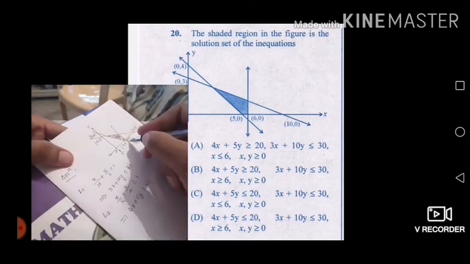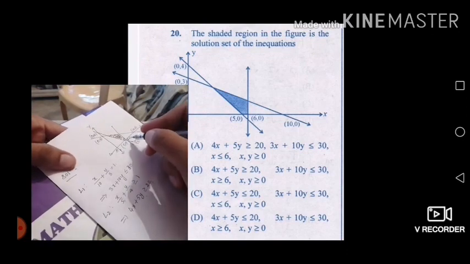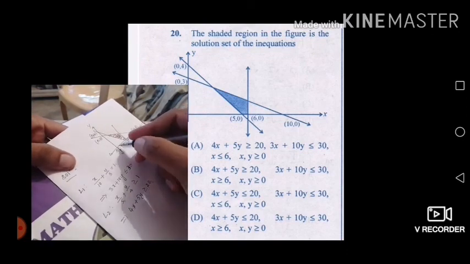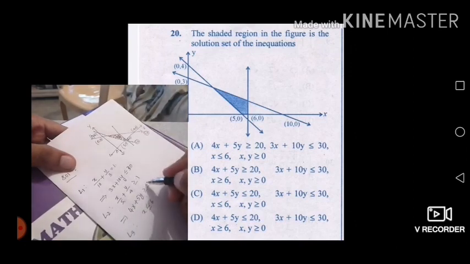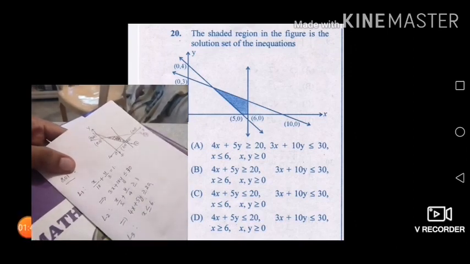And the last one is exactly 6, and it's going lesser, which means we can write like this, L3. Directly I can write x less than or equal to 6, and these three conditions hold in option A. Hence option A is correct.